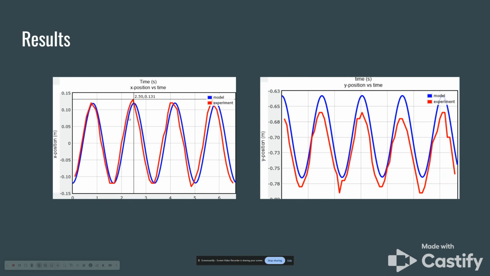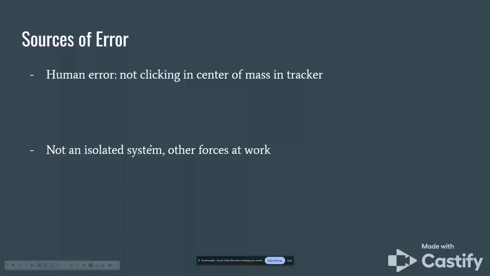So here are the results. The x position versus time starts off pretty similar. However, as time goes on, it becomes more and more differentiated. Same with y position in time. The model is a lot higher than the experiment. This is likely due to sources of error. The experiment's not an isolated system, so there's other forces at work, like air resistance. There's also human error, not clicking in the center of mass every single time in Tracker. It's pretty difficult to do that.